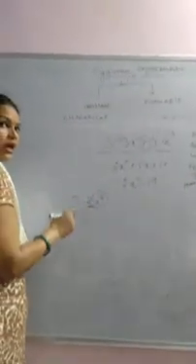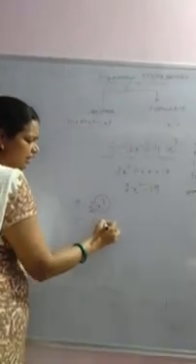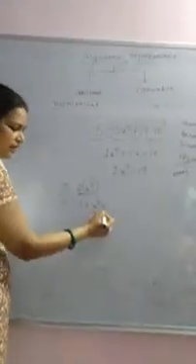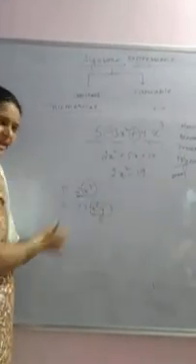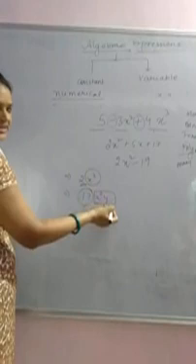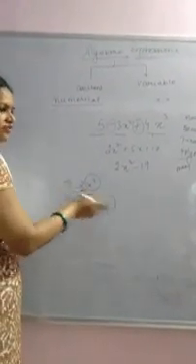Right? Now another, 70x square y. What is the variable? So variable part is x square y and this is the coefficient of x square y. Okay? So this is about coefficient and variable.